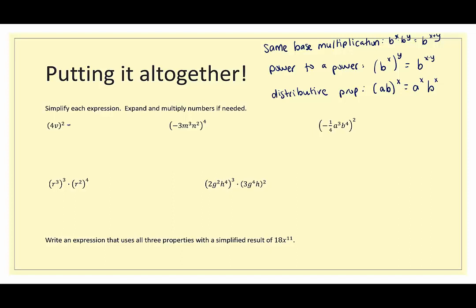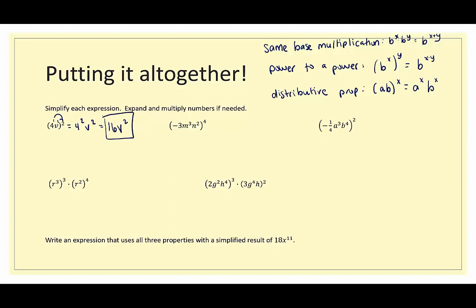Because a very common mistake is to just lump the 4 with the v, where 4 is not independent, it's not its own thing. But it is its own thing. 4 does have its own exponent. 4 has an exponent of 1. V also has an exponent of 1. So they each now get raised to the second power. We distribute to the 4, we distribute to the v, and we get 4 squared v squared. And we can actually do 4 squared. That's 4 times 4, which is 16v squared.